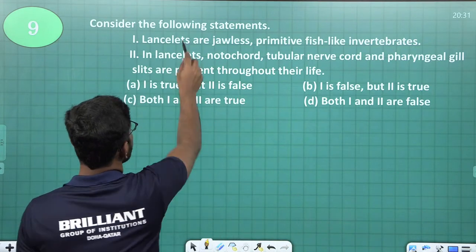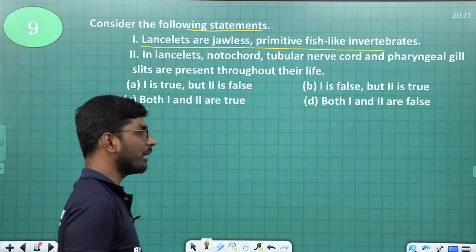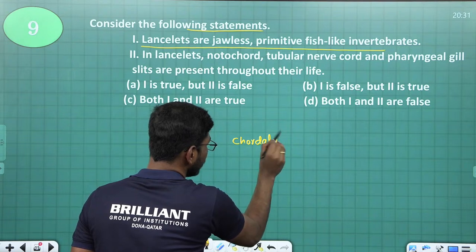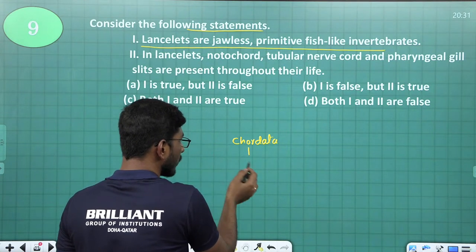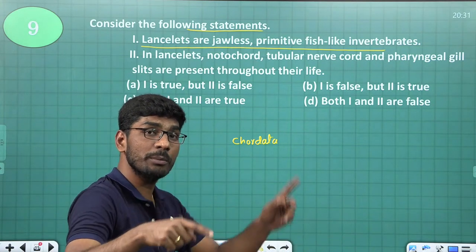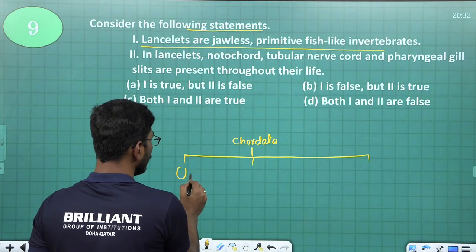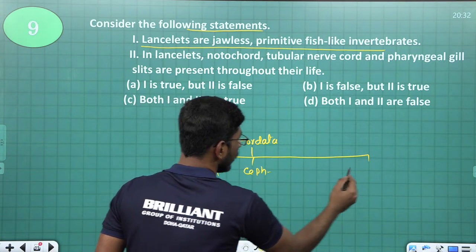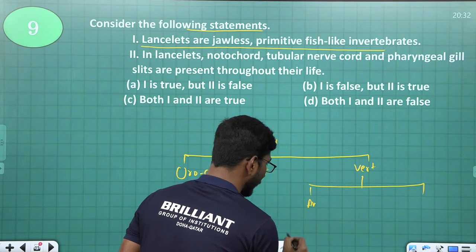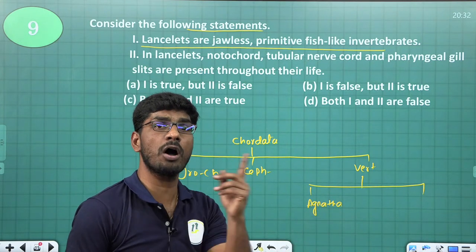Consider the following statements. Lancelets are jawless, primitive, fish-like invertebrates. My God, I told you what I said in the class. This Chordata phylum is divided into, before that, what is there? Agnatha and Gnathostomata, I said. Agnatha and Gnathostomata are actually vertebrates. So Chordata is divided into three subphyla: Urochordata, Cephalochordata, and Vertebrata. These vertebrates have two major divisions. Number one is called Agnatha, absence of gnatha, that is jaws, jawless vertebrates.